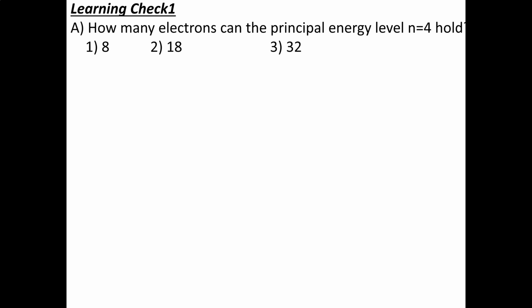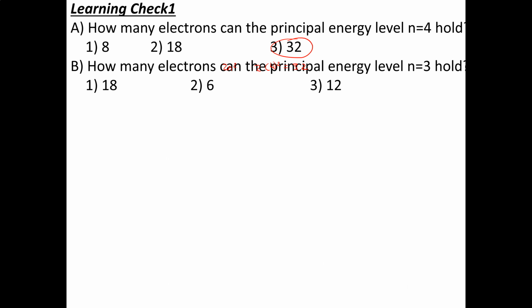All right, so some general questions. How many electrons can the principal energy level 4 hold? Well, remember how the equation works. It's 2n squared. So we go 2, 4 squared. 4 squared is 16 times 2 is 32. That's all you got to do. How many electrons can the principal energy level n equals 3 hold? Same logic, right? You go 2n squared again. So 3 squared. 3 squared is 9 times 2 is equal to 18. So there's our answer.